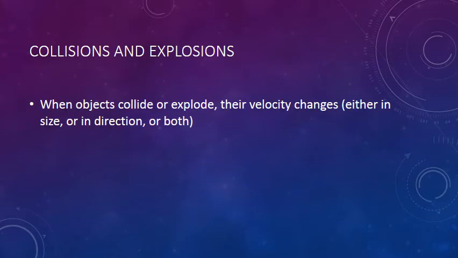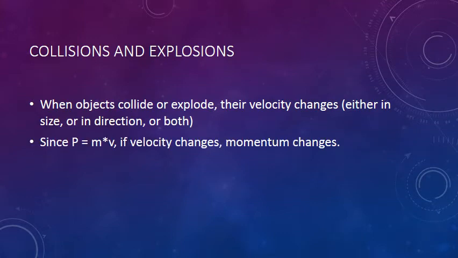So when objects collide or explode, their velocity is changing either in size, so magnitude, or in direction, or in both. So an object can be moving at a positive velocity. When it hits something, it can bounce and go back with a negative velocity, and that's essentially an explosion. Since our equation for momentum says that momentum equals mass times velocity, if you change your velocity, including the direction, then your momentum is going to change as well. So when you look at this equation here, you can see that there's a linear relationship between velocity and momentum, and mass is conserved.